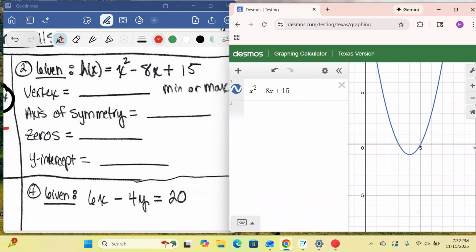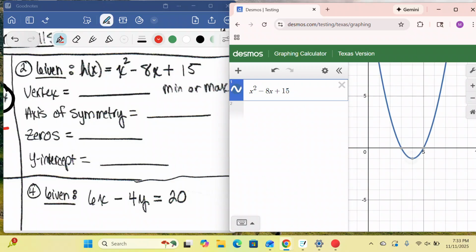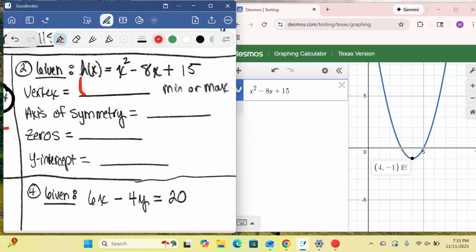So sometimes I have to enlarge it and decrease it. So I'm going to find my vertex. It is at the bottom. So my vertex is 4, negative 1. Is this a minimum or a maximum? It is a minimum because it is at the very bottom of the parabola.